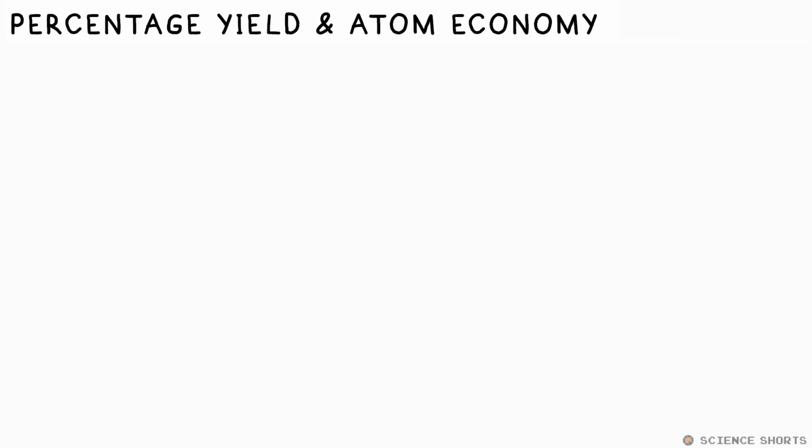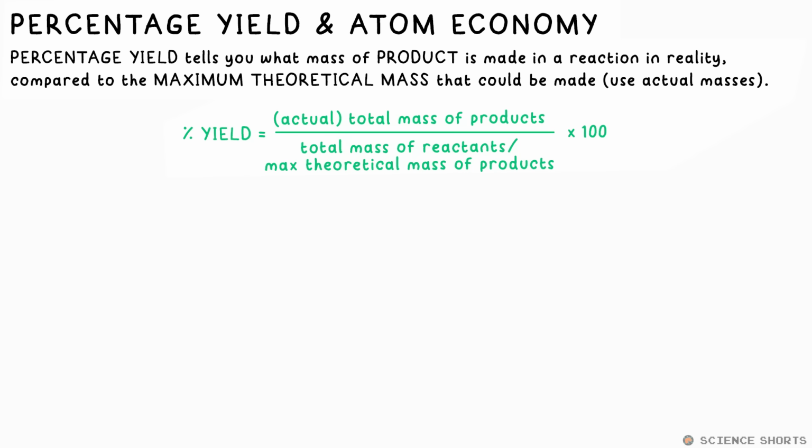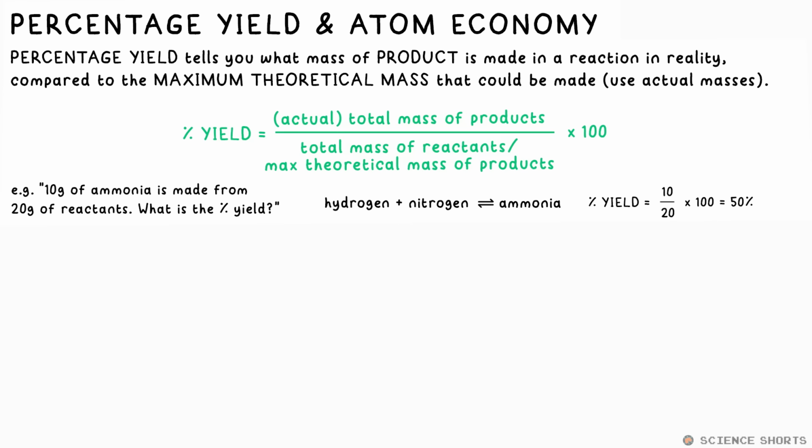In a lot of reactions, we want to make as much product as possible. More often than not, though, there will be some reactants left behind at the end. Percentage yield merely tells us how much product we've actually made compared to how much we could have made in theory, had all the reactants been used up. For example, if you start with 20 grams of reactants here but only end up with 10 grams of ammonia being made, the percentage yield is 50%.